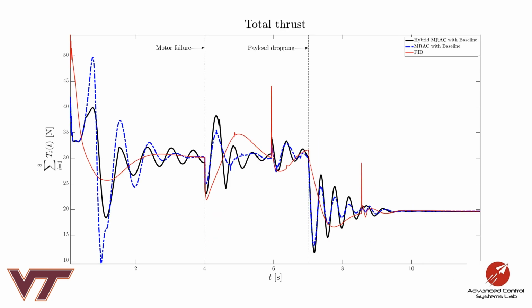Here we show the total thrust required by the motors of the UAV as a function of time, and also in this case we see how whenever a resetting event occurs, like in this case and this case, it helps in reducing the amount of total thrust required of hybrid MRAC in black compared to classical MRAC in dashed blue.